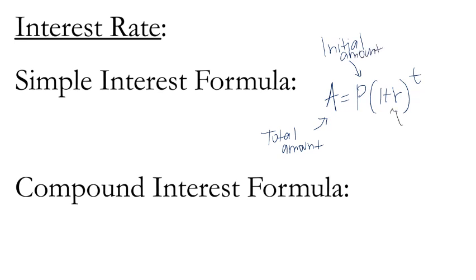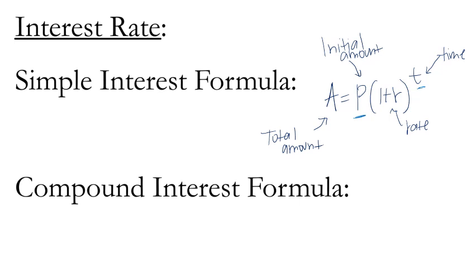R would be your rate, and T is the time. Now, simple interest formulas actually kind of make sense, because basically this is saying you're going to take your initial amount that you have, P, and multiply it by 100% plus whatever percent the rate is. And you're going to multiply it by that T number of times to get your total amount.